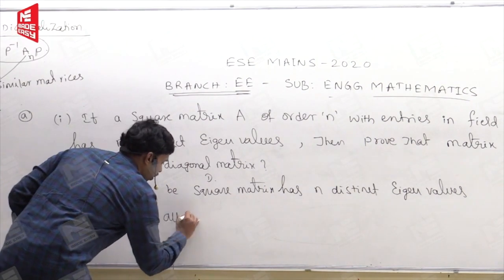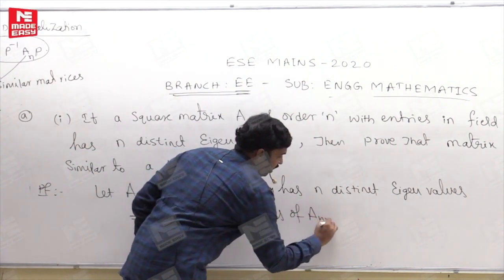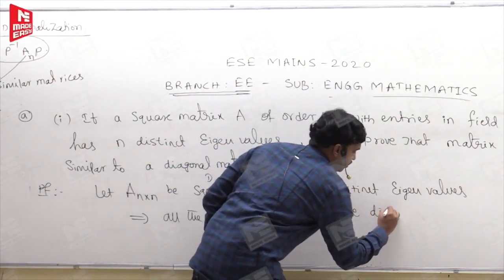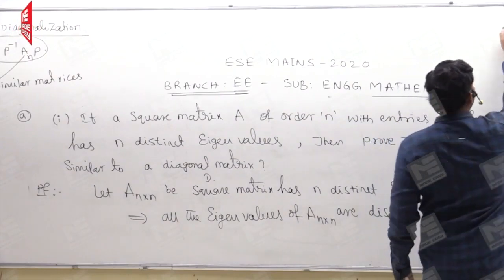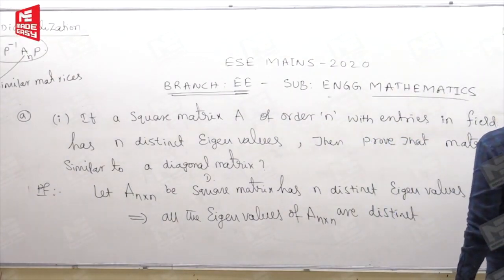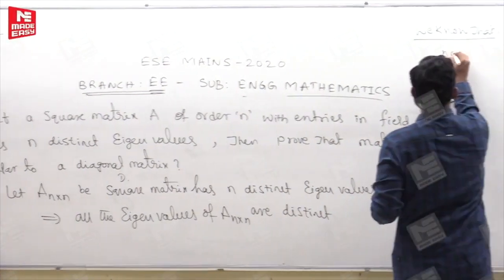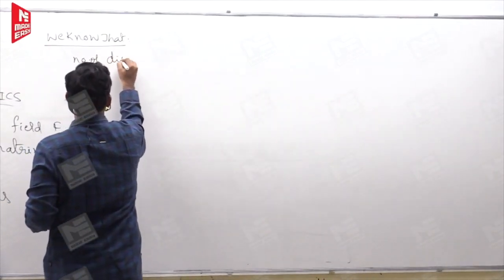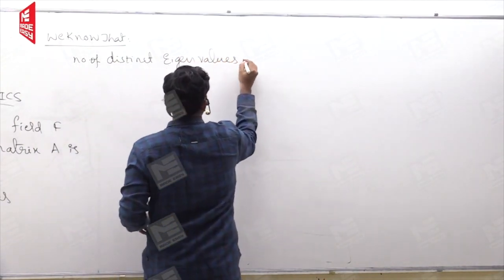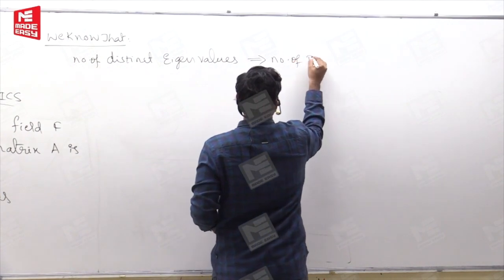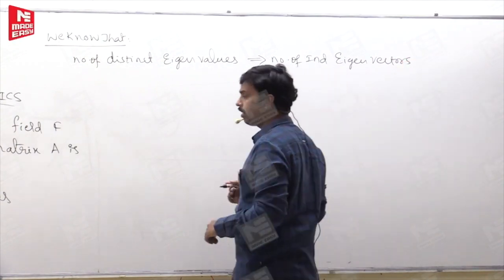So this implies all the eigenvalues of A, n by n, are distinct. Dear students, we know a logical implication: the number of distinct eigenvalues implies the number of independent eigenvectors.